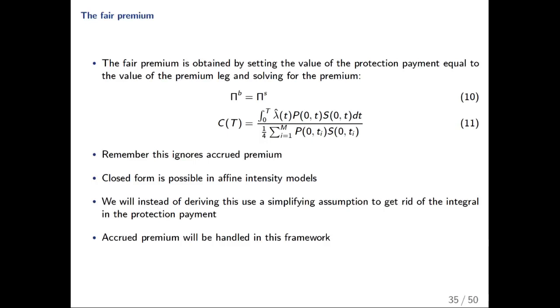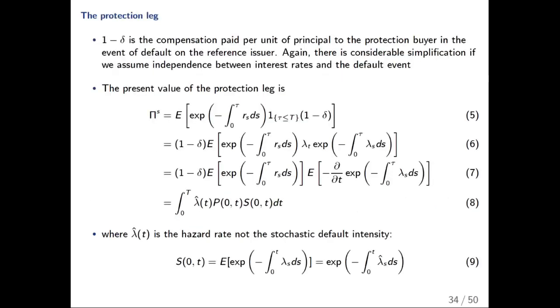So, in general, there's two issues with this general formula. Firstly, we've ignored the fact that default might happen within two payment dates, so there's an issue of an accrual, which we're going to deal with in a second. Apart from that, this can be solved in closed form if we have a model for lambda, for example, a CIR process.